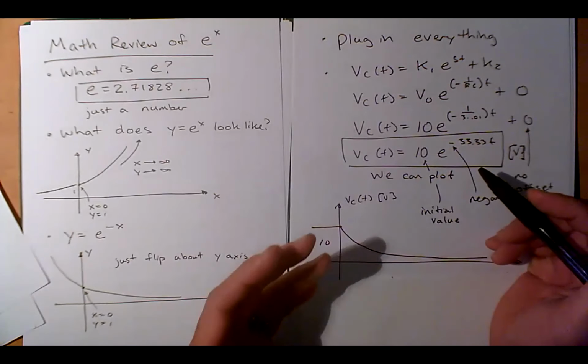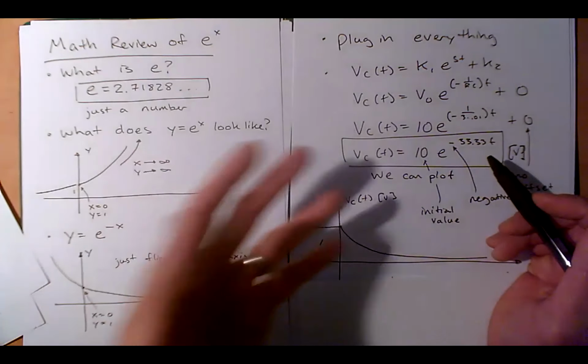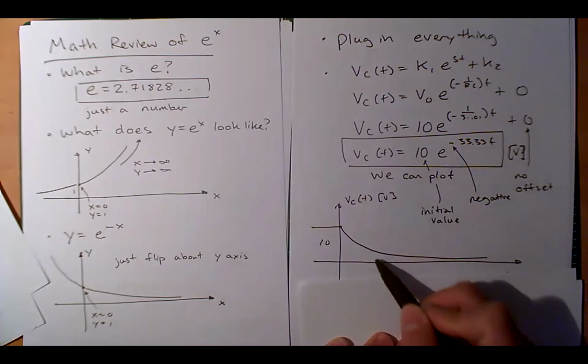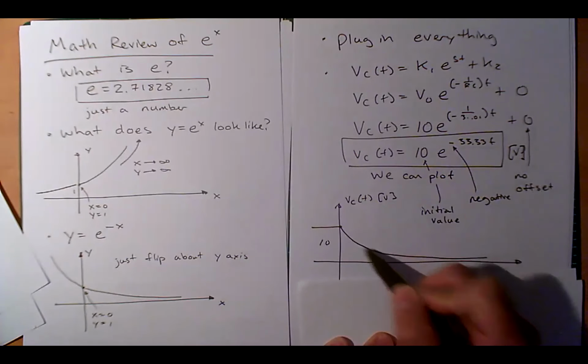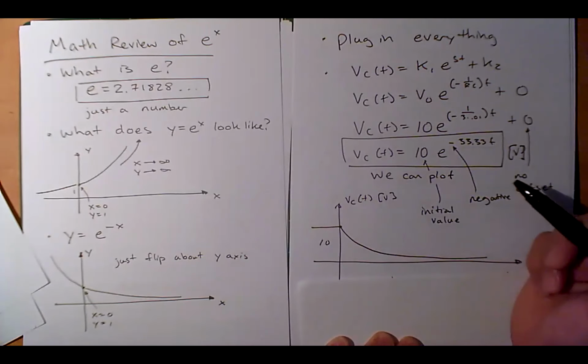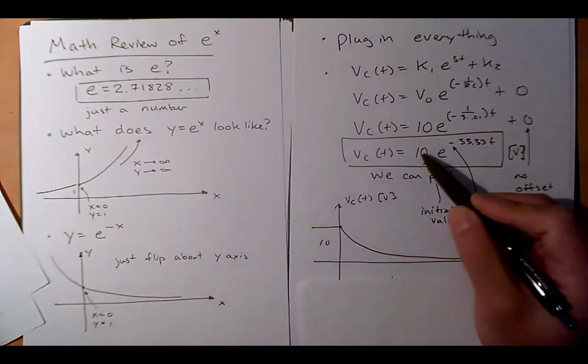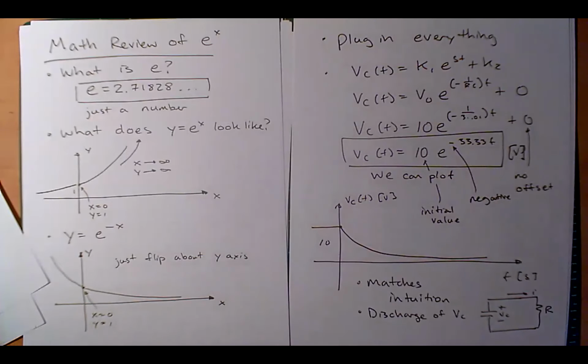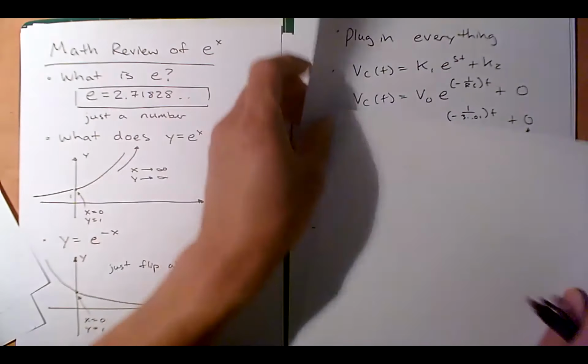We have a way of creating an equation from the math, and with this equation we could pick any point at any time and figure out what the voltage is going to be, right? That's a very useful tool as an engineer, to be able to now plot exact numbers, okay? All right, let's keep going.